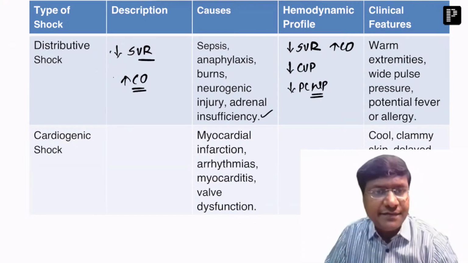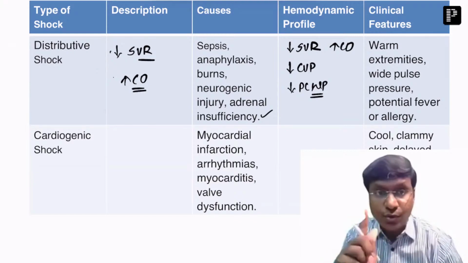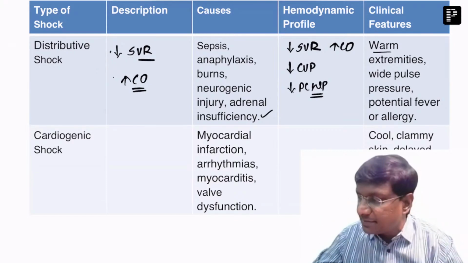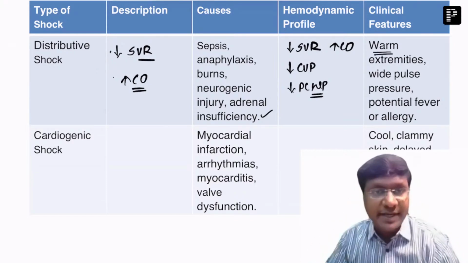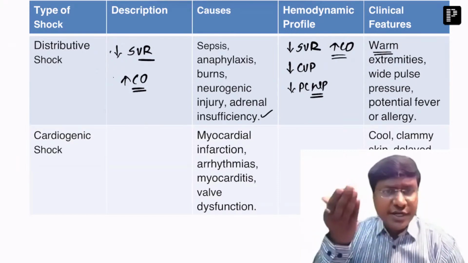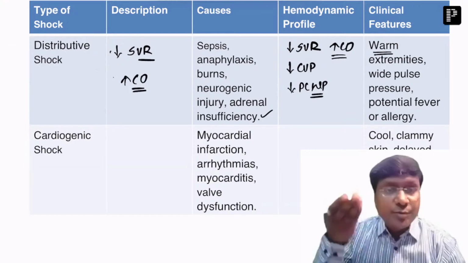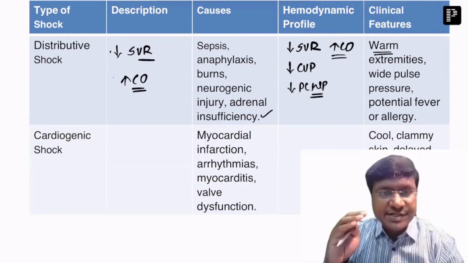Now, what will be the clinical features in patients with the distributive shock? Do they have cold extremities? No. In distributive shock, please remember the extremities will be warm extremities. And what is that we are discussing? I'm sorry, cardiac output is increased and systemic vascular resistance is reduced.